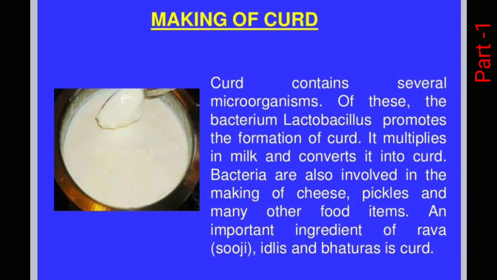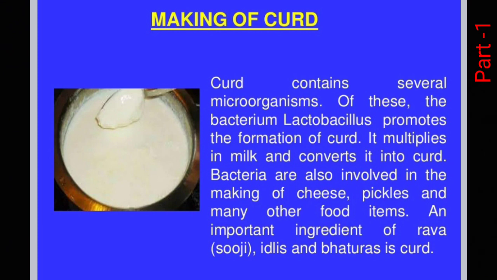Bacteria are also involved in the making of cheese, pickles, and many other food items. An important ingredient of rava, that is suji, idlis and bhaturas, is curd. Because in making rava, idlis and bhaturas, you all have noticed that we add curd into it, so that it can make it fluffy and we can eat it very lovingly, and it tastes very delicious. So it is the usage of these bacteria we are studying.